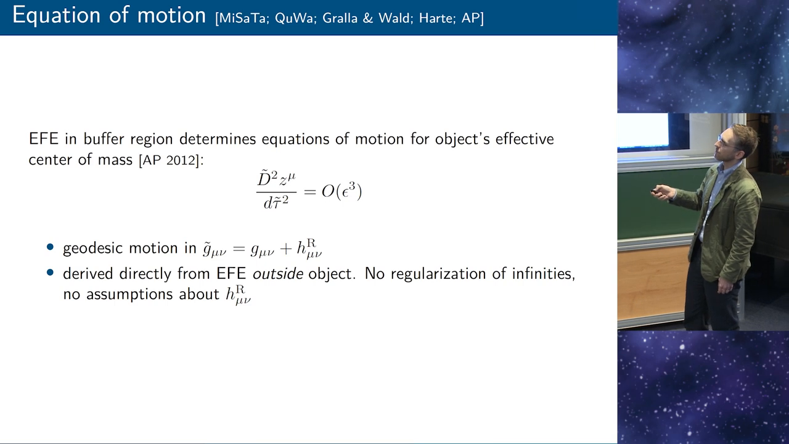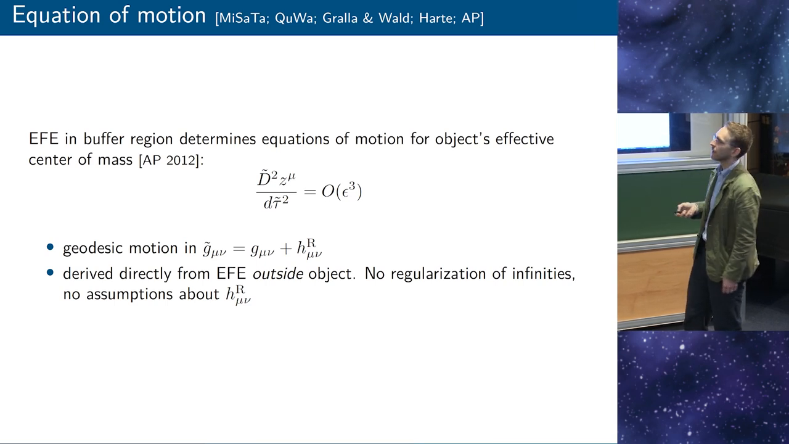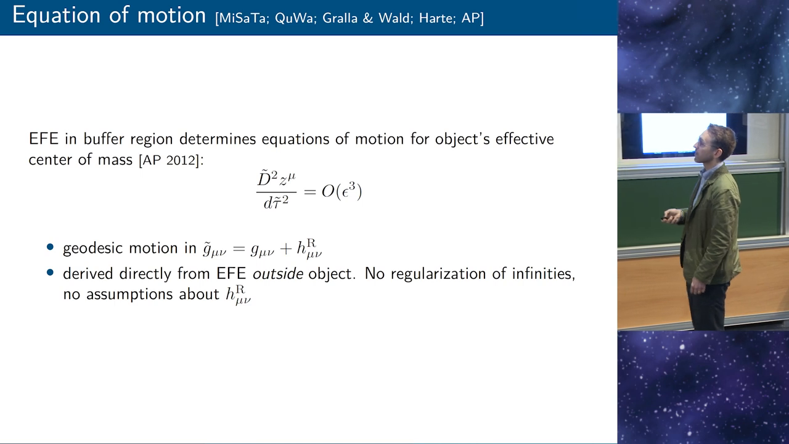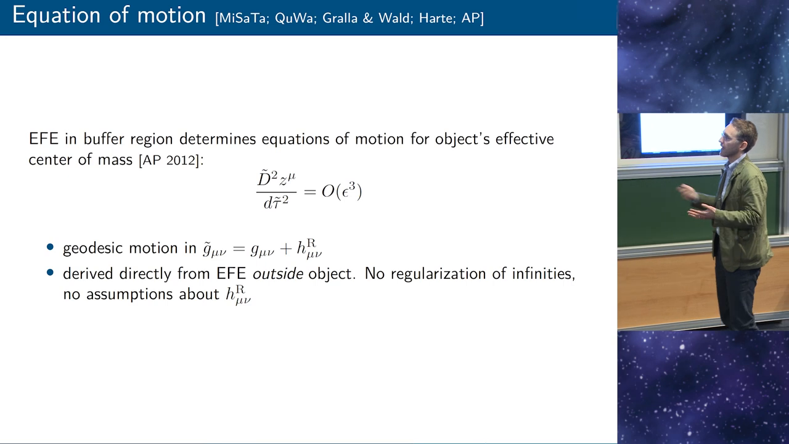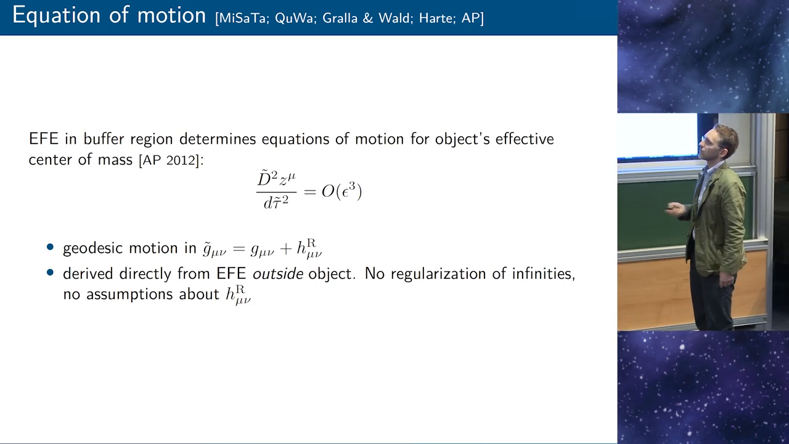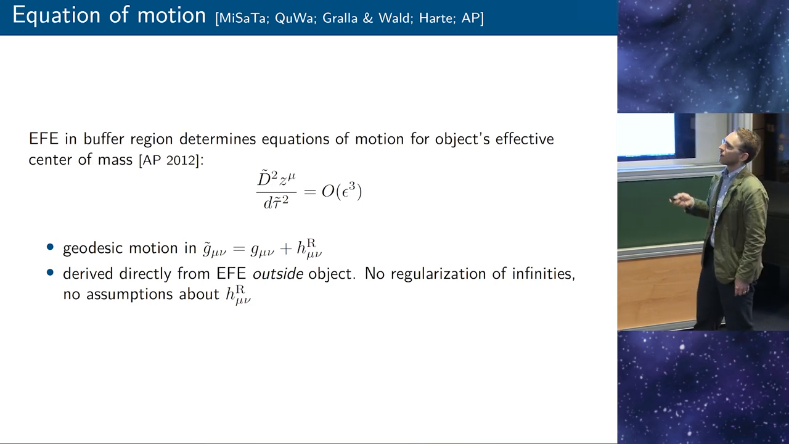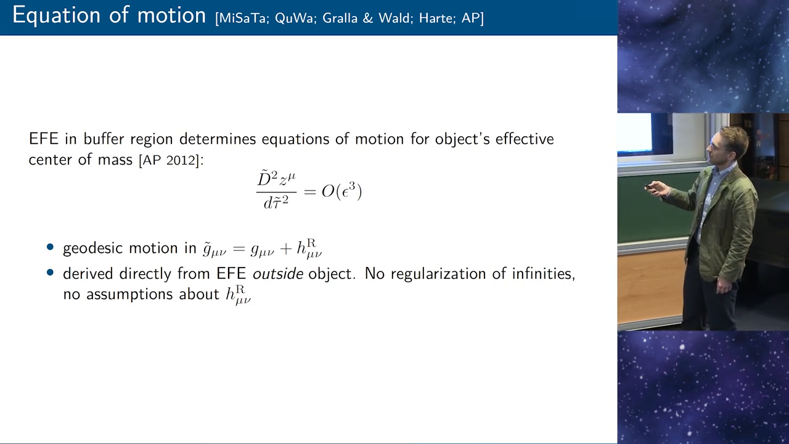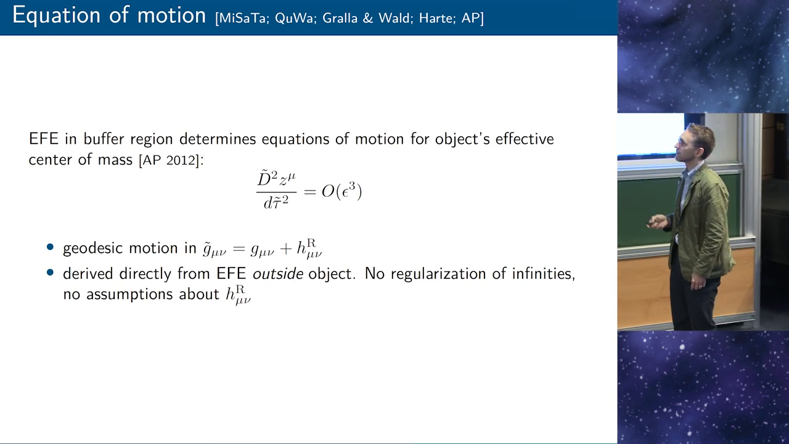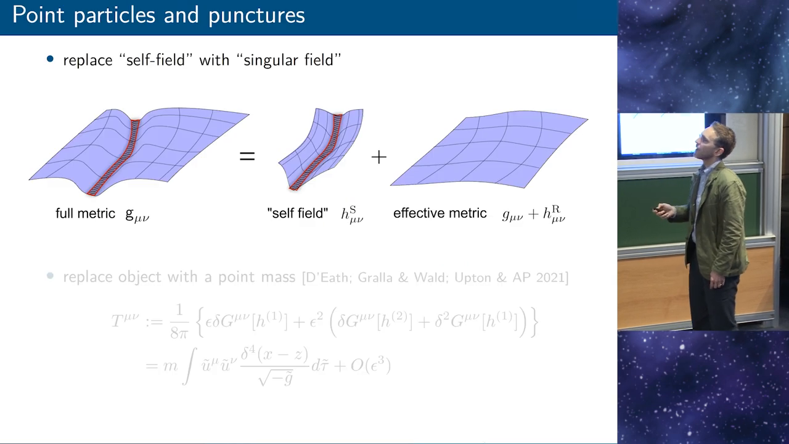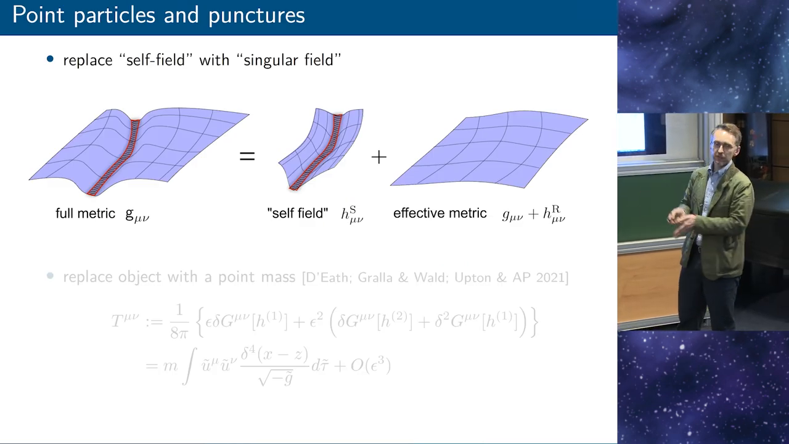And again, this is derived directly from the Einstein equations outside of the object. As we heard from one of the speakers earlier in the conference, just the vacuum equations in the vacuum region already tell you the motion of the object in the non-vacuum region. Okay, so also this is all done outside the object where everything's perfectly smooth. There's no regularization of infinities. There's no assumptions about the object's structure. Everything is just derived from the Einstein equations. Okay, but it's actually convenient to introduce singularities into the system.